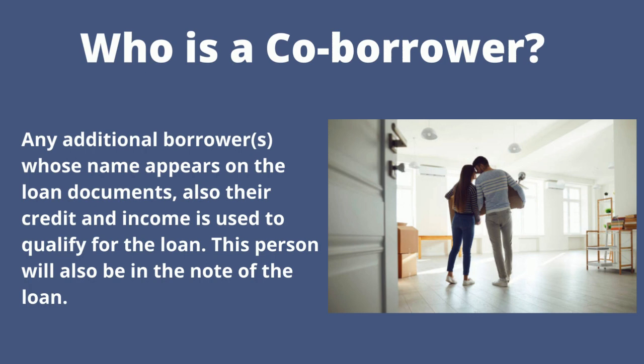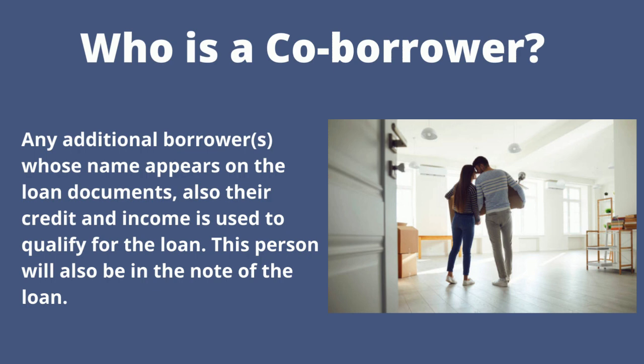A co-borrower is any additional borrower whose name appears on the loan documents. Also, the credit and income is used to qualify for the loan, and this person will also be on the note of the loan. I do want to clarify that any borrower that is listed on a loan is also on the note for that loan, and they are responsible for that loan, meaning that the loan will appear on the credit report, and they are responsible to make payments on that loan.